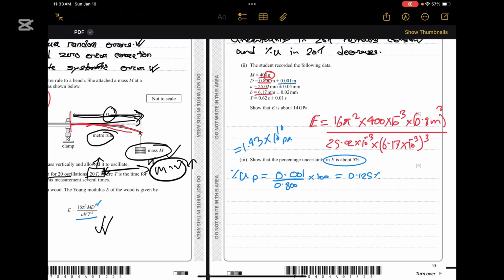Now let's do for the M. Not M actually, let's do for the A value first.